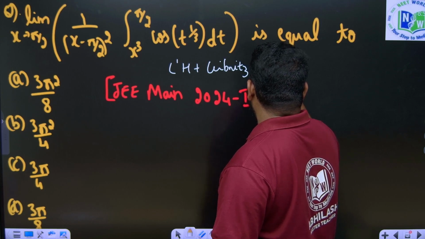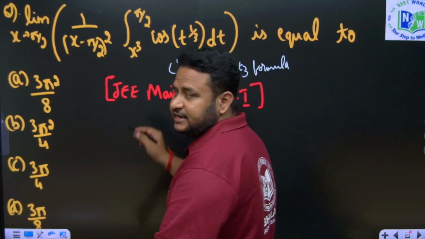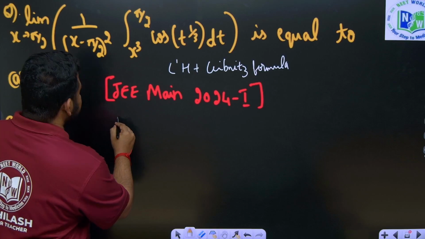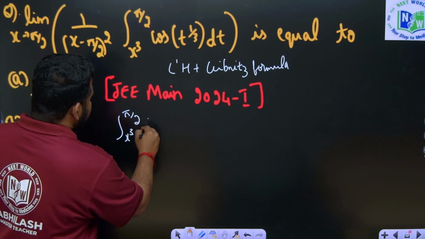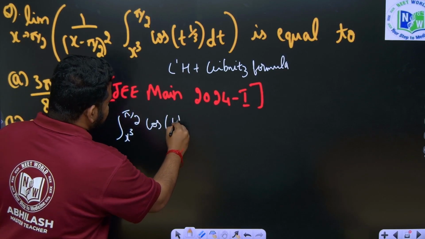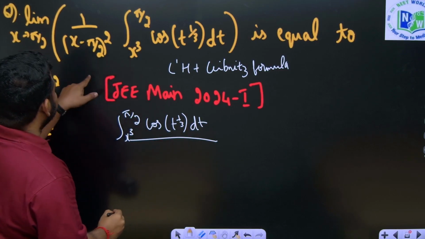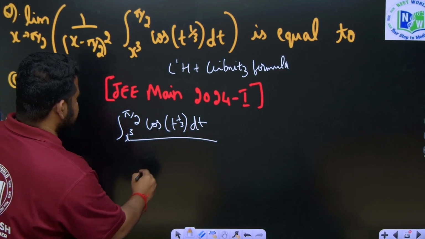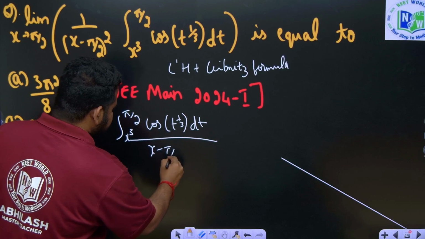Okay. So before applying that, let us rearrange this. So this I can write as the integral from x to pi by 2 of cos t to the power of 1 by 3 dt, divided by, what is this, 1 by (x minus pi by 2) whole square, that I can write as (x minus pi by 2) whole square.